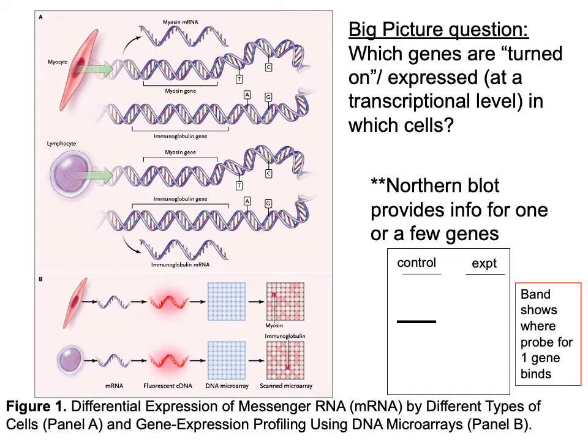And so instead, people now can use a method called microarray analysis. So what is shown on the bottom left in panel B is the myocyte and the lymphocyte, and the RNA is collected from these two different cell types. It's then converted into fluorescent cDNA. It's added to the solid DNA microarray, which is usually a glass slide, and then that slide is scanned, and software is used to tell you which genes are expressed in each of those different cell types. And that'll become more clear as we go through the slides today.